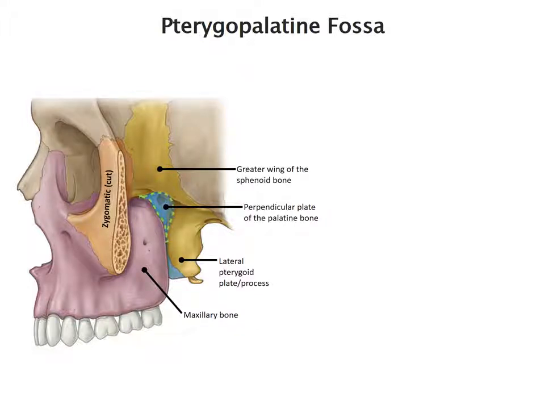Within this relatively small space of the pterygopalatine fossa lives the maxillary artery and its terminal branches. In addition, after the maxillary nerve exits the middle cranial fossa via the foramen rotundum, it too enters into the pterygopalatine fossa, where it gives off a number of branches. And thirdly, there's a very important pterygopalatine ganglion. This is a parasympathetic ganglion which will allow for the synapse between pre- and postganglionic parasympathetic fibers. The pterygopalatine ganglion is closely associated with the maxillary nerve.